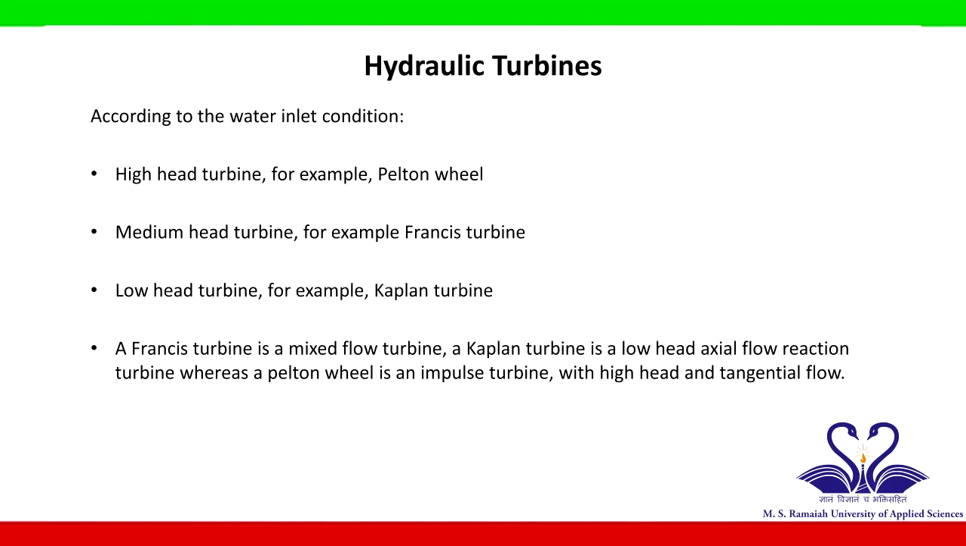According to the water inlet condition, high head turbine, for example, Pelton wheel. Medium head turbine, for example, Francis turbine. Low head turbine, for example, Kaplan turbine. A Francis turbine is a medium head reaction turbine. It is a mixed flow turbine. A Kaplan turbine is a low head axial flow reaction turbine. A Pelton wheel is an impulse turbine with high head and tangential flow.